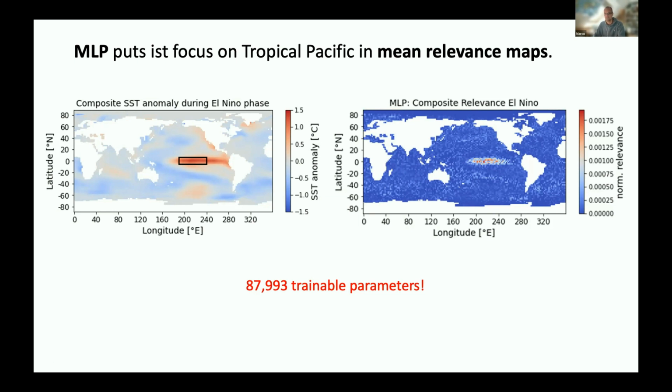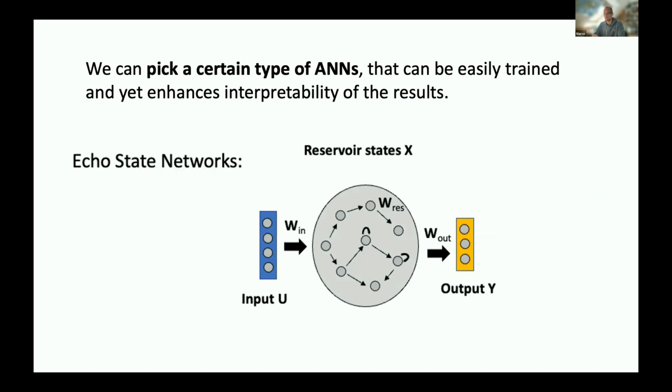So for this reason, I was looking for alternative model architectures, and I came across echo-state networks, which are a certain type of recurrent neural network. The basic idea, I'm going to go into detail on the next slides, is to have an input layer, an output layer, and in between a reservoir of sparsely connected, randomly initialized units that can have recurrent connections.